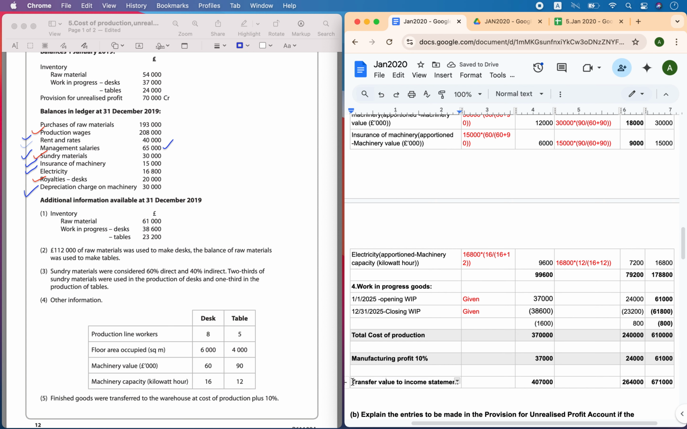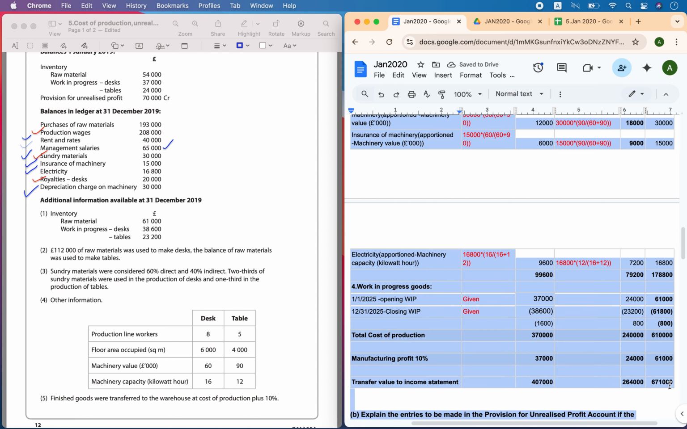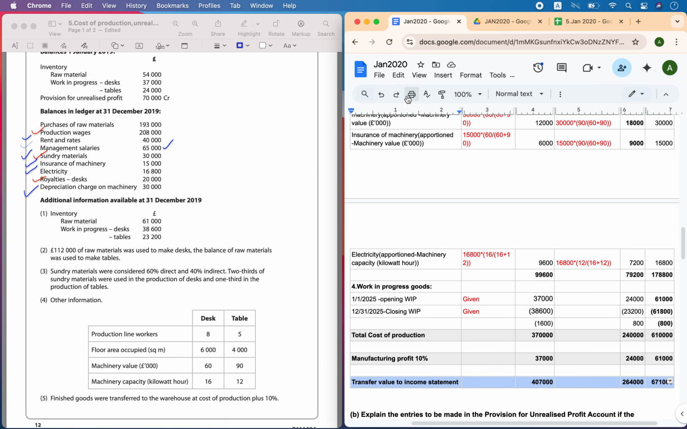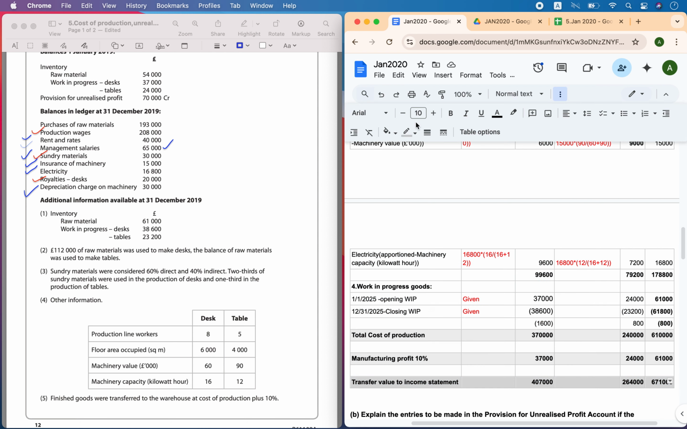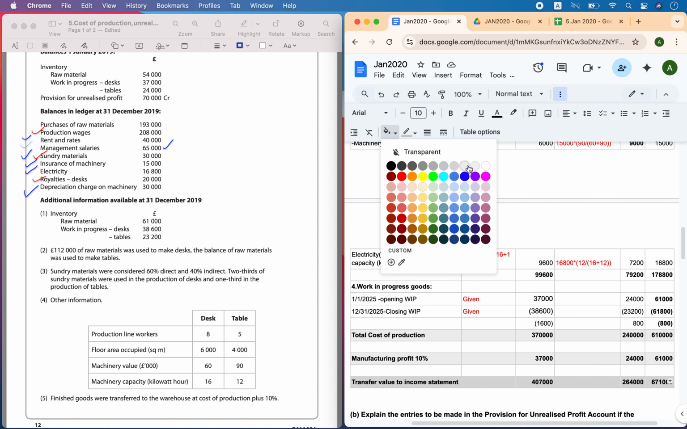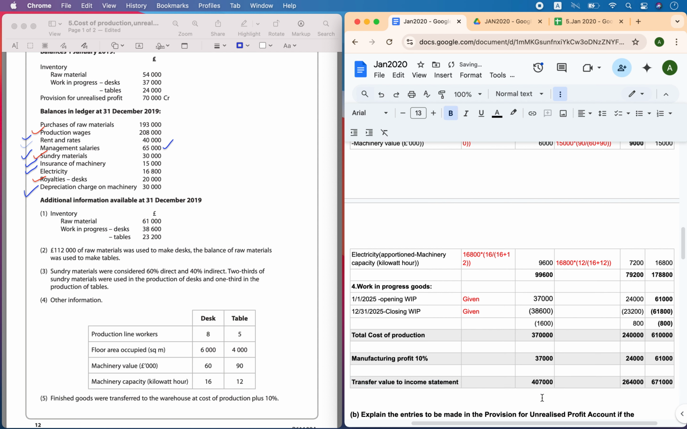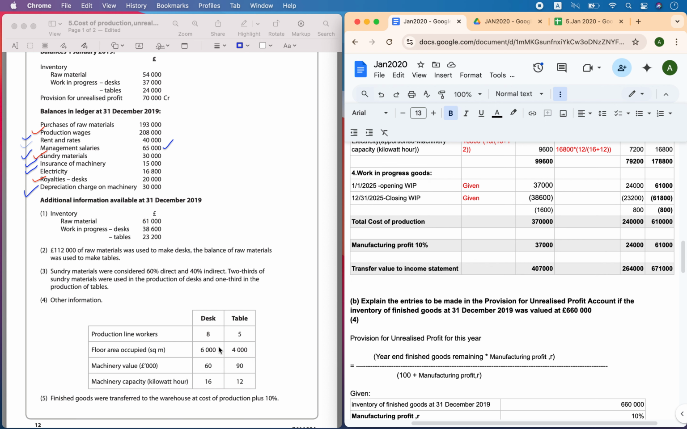And finally you have the transfer value to the income statement. The transfer value to the income statement you have to calculate. So that is equal to 671,000. That's the transfer value to the income statement.